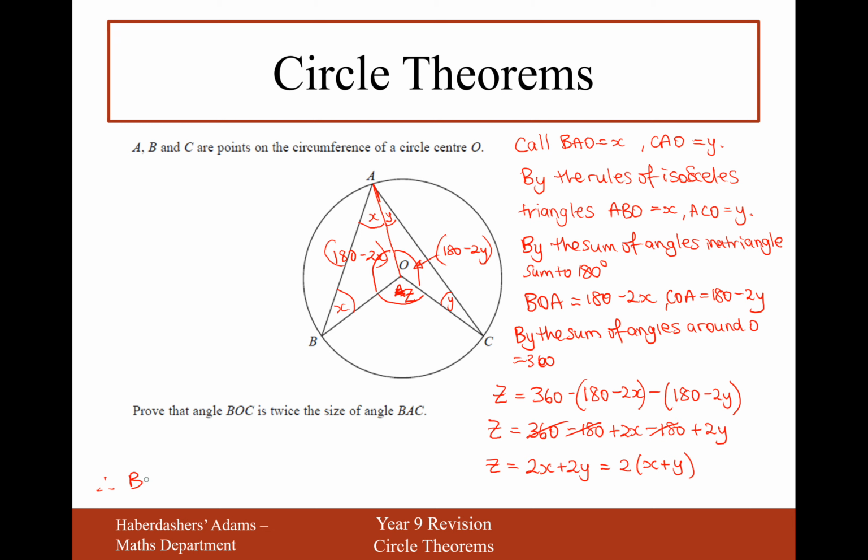Angle BOC is double angle BAC, which is x plus y up here, and this one here is 2 lots of x plus y. And there we are, we've shown it. We've proved that the angle at the top, if you double it, will give you the angle at the centre.